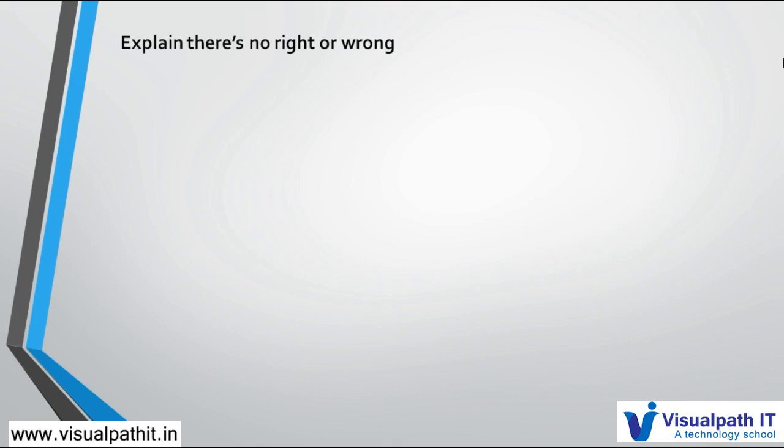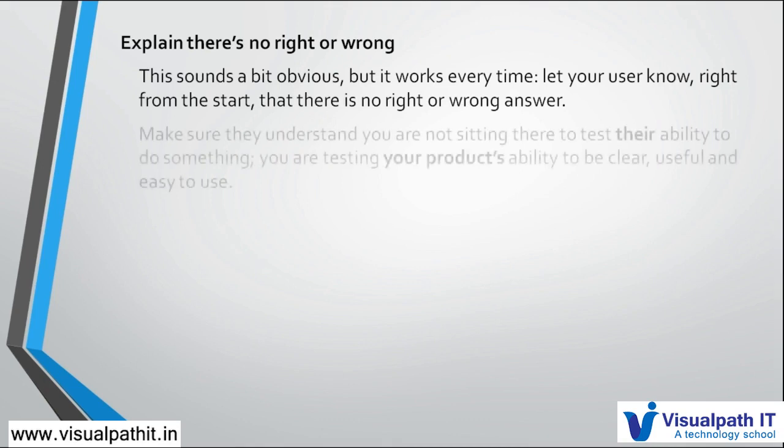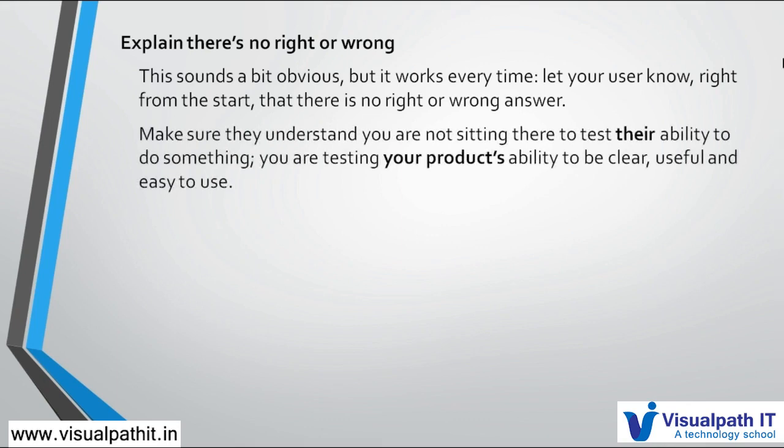Explain there's no right or wrong. This sounds a bit obvious, but it works every time. Let your user know right from the start that there is no right or wrong answer. Make sure they understand you are not sitting there to test their ability to do something. You are testing your product's ability to be clear, useful, and easy to use.